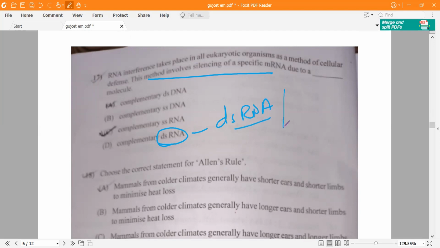As such, both are correct, because sense and antisense in NEET both have been asked. But as here they have to choose only one option, it will be this D option. Complementary double-stranded RNA can bind and prevent the translation of the mRNA. So it will be D.